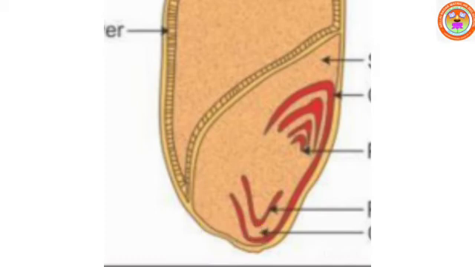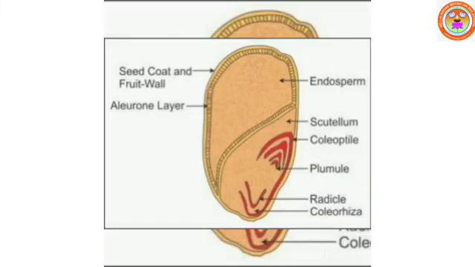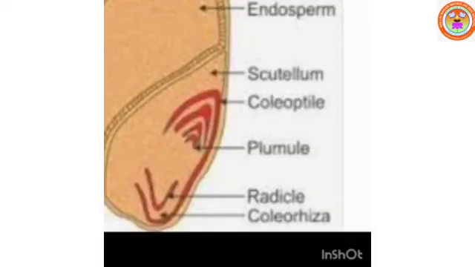A short axis with plumule and radicle is present. The plumule is surrounded by a protective sheath called coleoptile. The radicle in the embryo, including the root cap, is also covered by a protective sheath called coleorhiza.